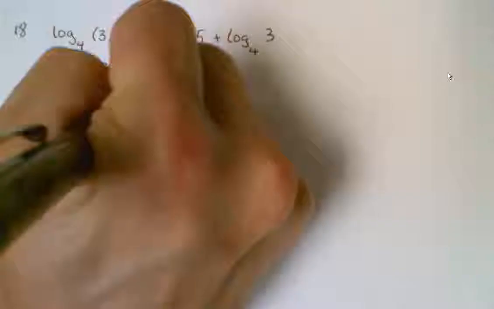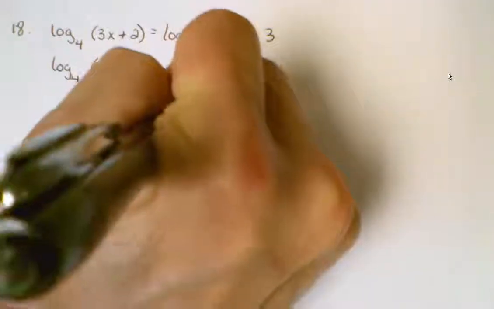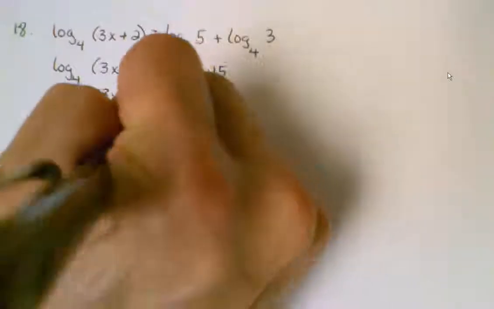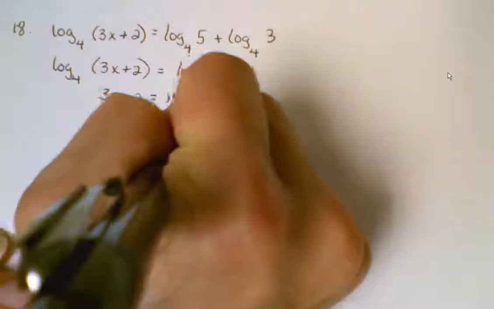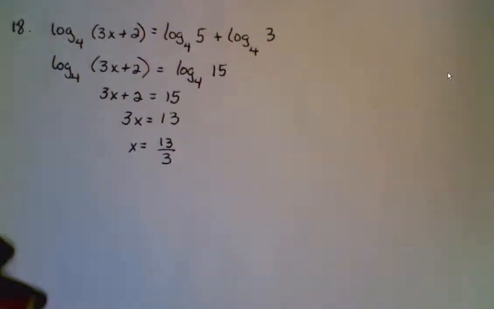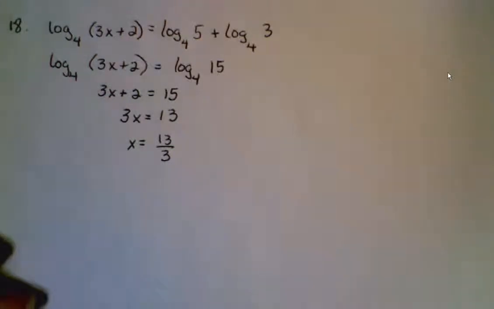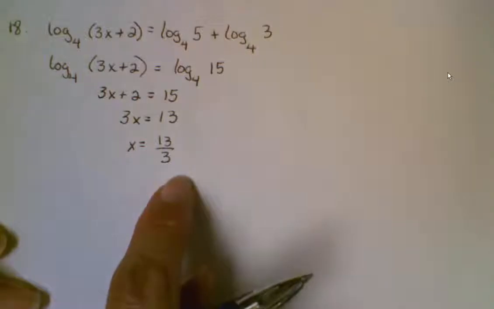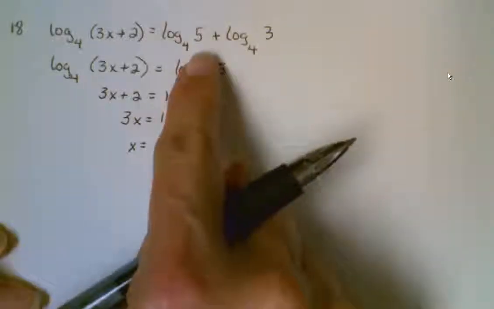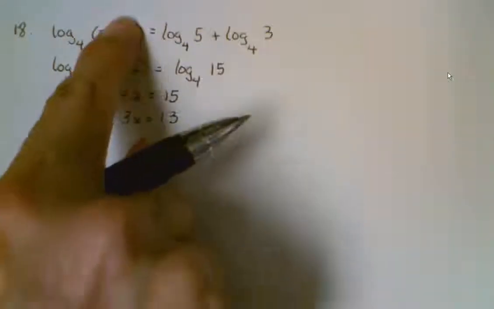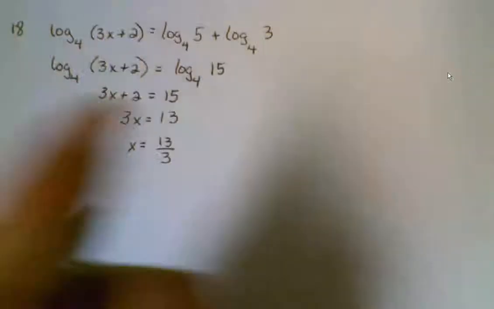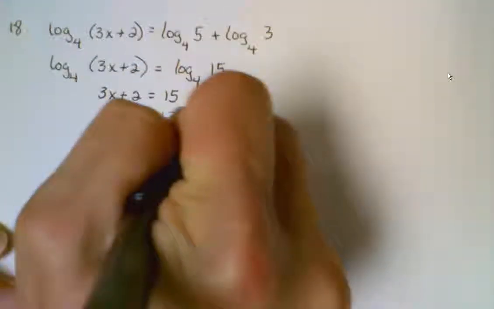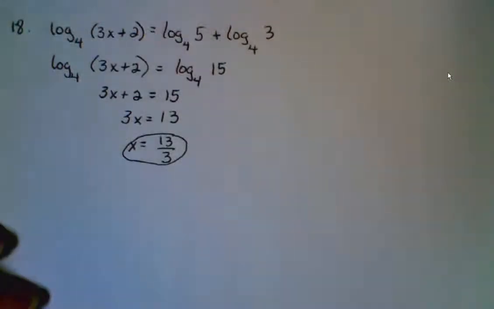Then I'm just solving a linear equation. Subtract 2 from both sides and divide by 3. You get the possible solution, 13 over 3. Remember, the thing you're watching out for when solving logarithmic equations is that your proposed solutions can't make any of the arguments negative. Well, 13 thirds is not going to make that negative, so 13 thirds is the solution to that equation.